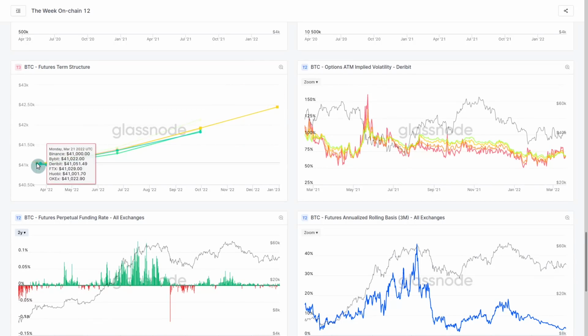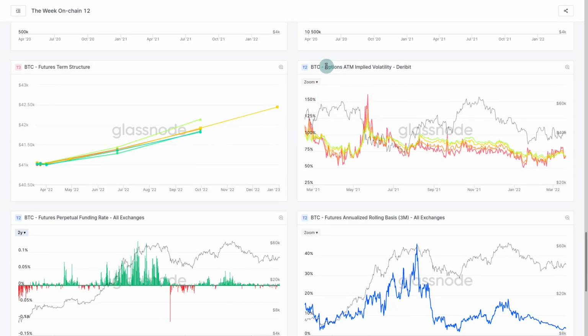Now, when the curve is flat or trending down, that's what we call backwardation, and that's showing that the market is expecting a lot of risk. They're not expecting much price appreciation in the near term. And overall, the magnitude of this, I mean, we're trading here at 41,000, and here we are at 42,500 out to year's end. It's not a very big premium. So the market's not really pricing in Bitcoin having a fantastic year at this point in time.